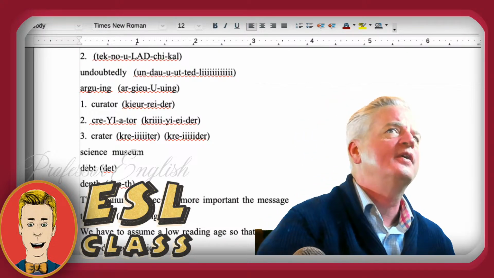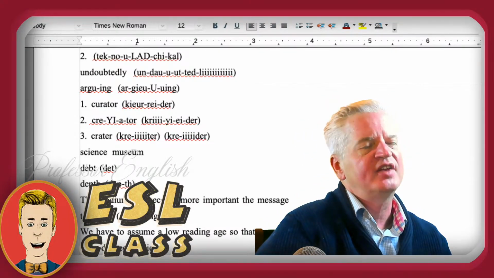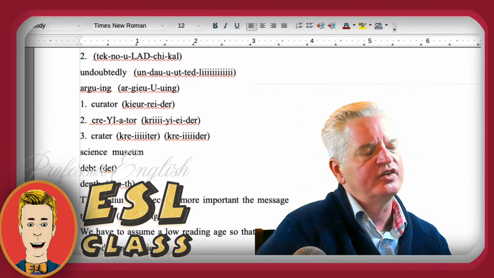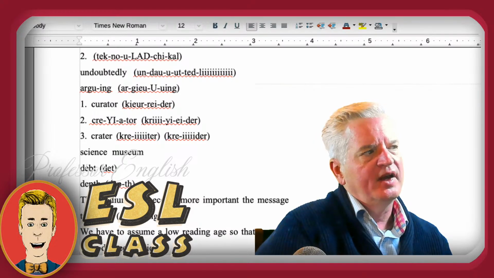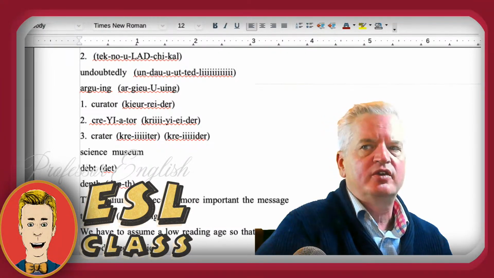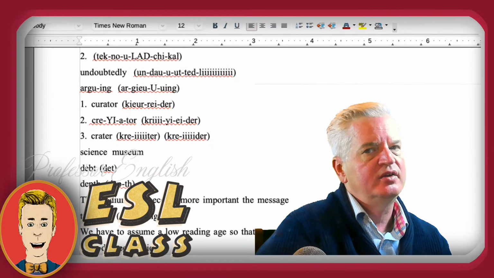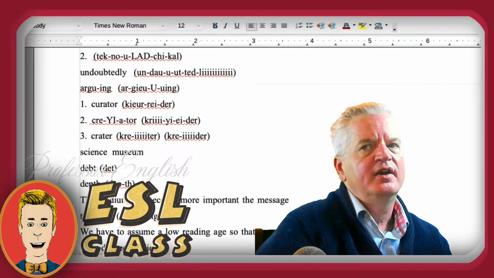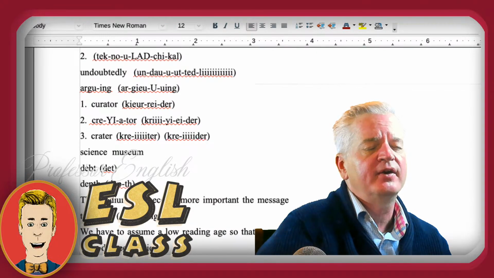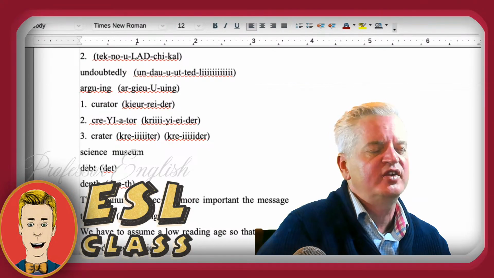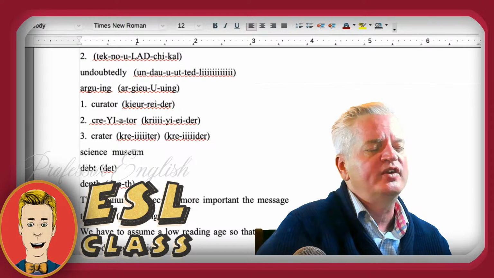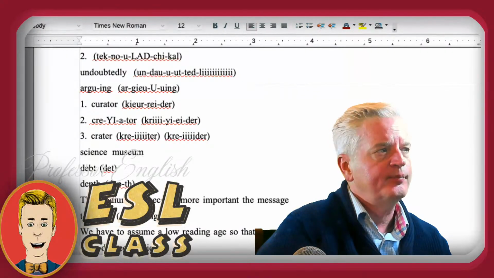Un. What do you think about that? Un. Is that a big sound or a little sound? A long sound or a short sound? I think it's short. What about the next vowel sound? Doubt. That's a-u. Undoubt. Can you hear how, compare un with doubt? Doubt is very long compared to un.